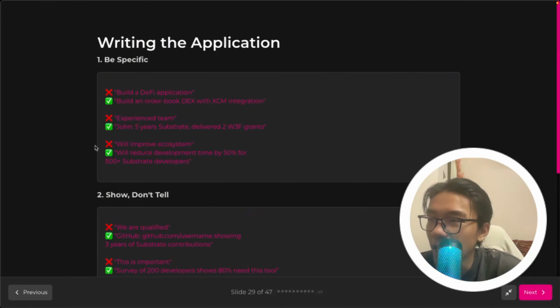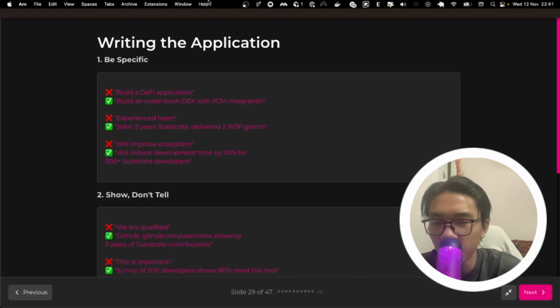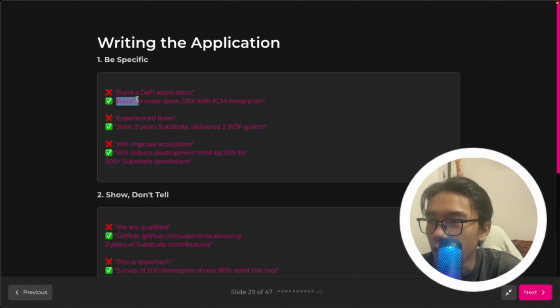Now, when you're writing the application, be specific. For example, instead of writing something like build a DeFi application, which is quite abstract because DeFi is huge, you can write something like build an order book DEX with EVM integrations. For the team, you don't just say experienced team. You want to specify the roles of all the team members and their background, if they have any track record in the ecosystem.